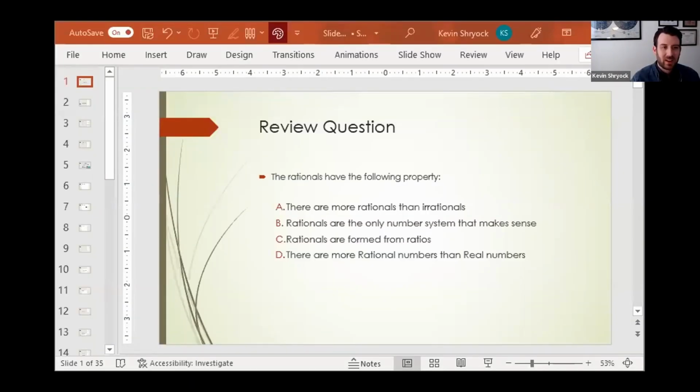So let's have a review question. We're asking about the rationals today. The rationals have the following property. One of these is true. You should now see a poll on your end.